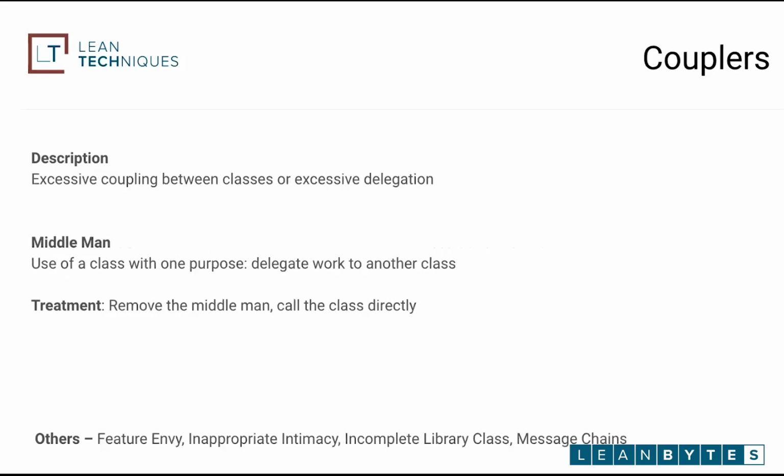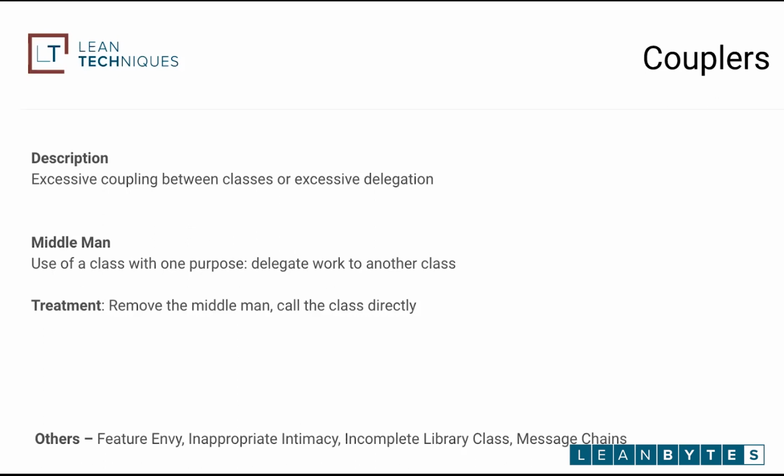All right. And we have couplers. So for this one, we have excessive coupling between classes or excessive delegation. We're going to hit on the excessive delegation with the middleman. So for this one, it's the use of a class with one purpose, and that's just to delegate work to another class. So it's the idea that maybe at one point it was doing more, but now it's not. Maybe that functionality has been moved further down. Maybe it's been moved further up. But the idea is it is just calling a class.